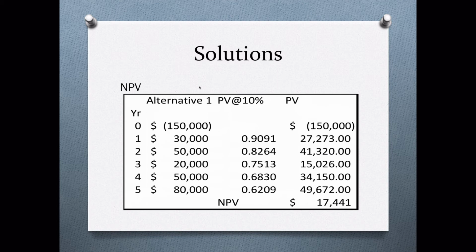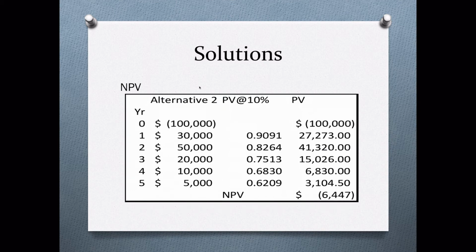All right, so alternative 1, again, at 10%, I go and look in the book and get my PV factors for 10% for 5 years, that 0.901 all the way down to 0.6209. I do my math, add up the present value of all my cash flows, and I get 17,441, which is positive, so I accept alternative 1. Alternative 2, I'm doing net present value, and I do all the math. I get a negative 6,447. That tells me that I reject this one.